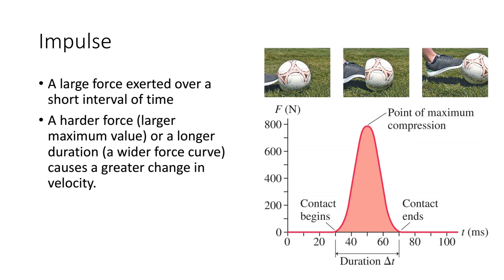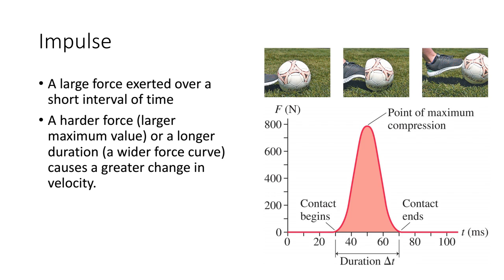Every collision involves impulse. Impulse is a large force exerted over a short interval of time. Here's a graph of an impulse. You can see that this axis is force and this axis is time. If you have a harder force, which is a larger peak, a maximum value here, or if you have a longer duration, which is a wider curve, you can create a larger change in velocity.